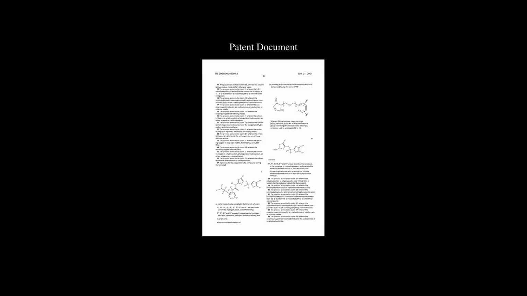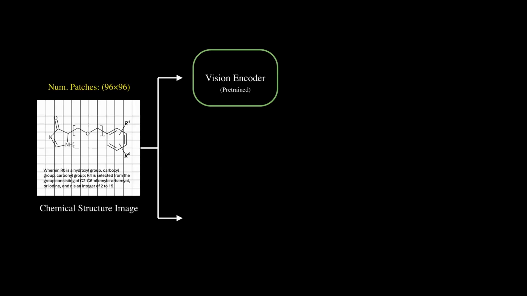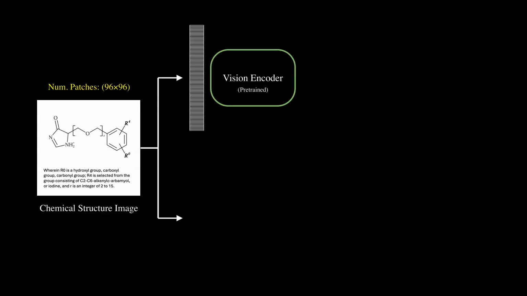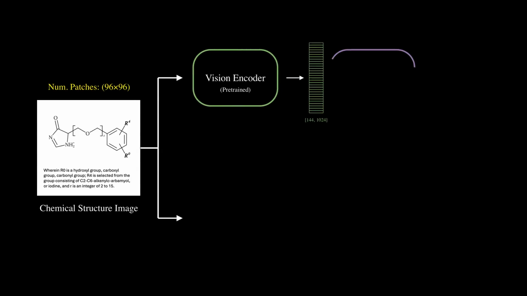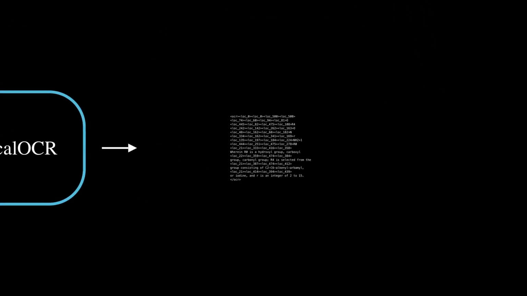The model takes as input image crops of the chemical structure found within the patent document. The image is fed into two complementary encoding pipelines. Pipeline 1 consists of a vision encoder taken from the model MolScribe, pre-trained for the task of standard molecular recognition. This is followed by an MLP projector. The second pipeline consists of a dedicated module called Chemical OCR. This recognizes and locates the textual content within the input image.